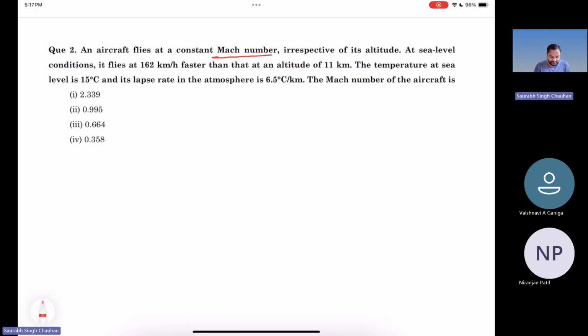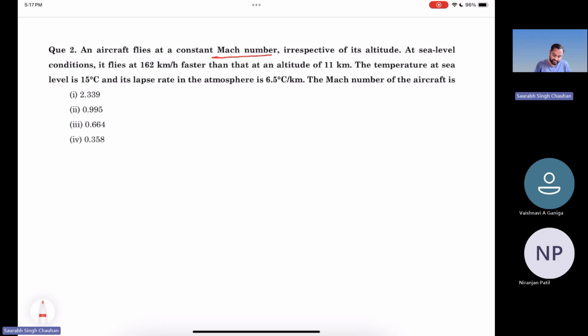At sea level conditions, it flies 162 kilometers per hour faster than at an altitude of 11 kilometers. The temperature at sea level is 15 degrees Celsius and its lapse rate in the atmosphere is 6.5 degrees Celsius per kilometer. And it is asking what will be the Mach number of the aircraft.